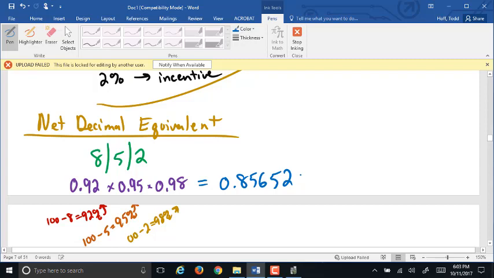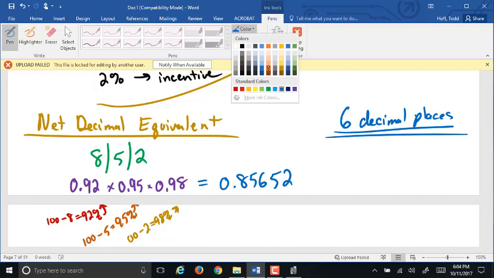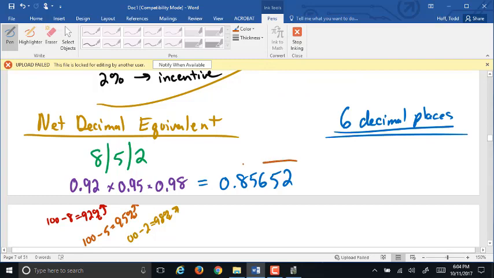I get asked all the time, how many digits do we round these to? Go to at least 6 decimal places. So what would this get rounded to? It won't, right? It's only got 5 decimal places, so it's good. No reason to round. That is the net decimal equivalent.